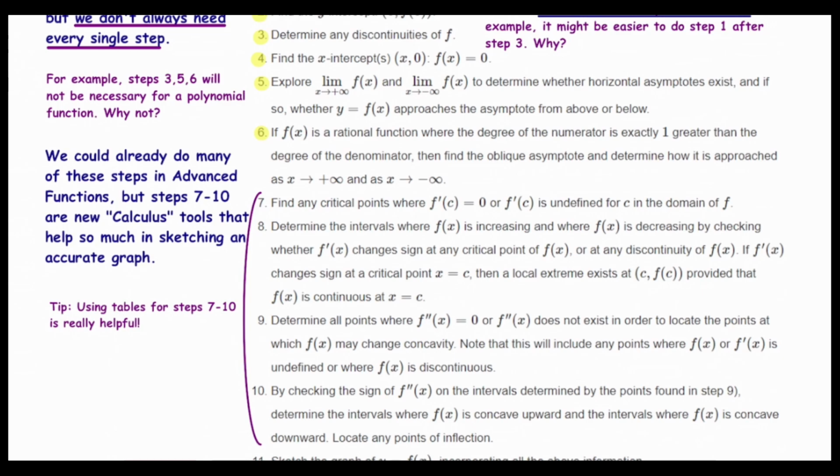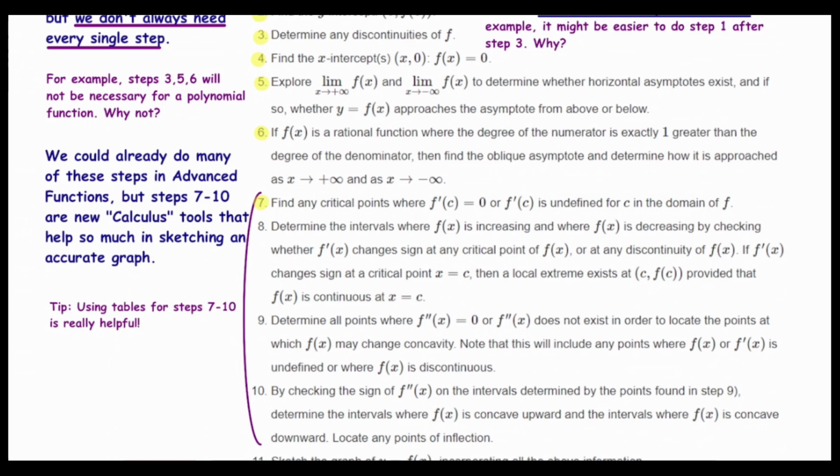So we've identified any asymptotes. We've talked about end behavior. Step 7, find any critical points where the first derivative is equal to 0 or the first derivative is undefined. So we've looked at that in our previous example a few minutes ago.